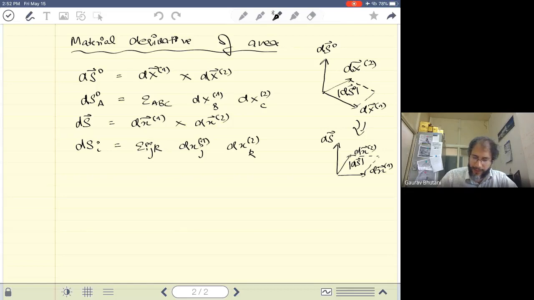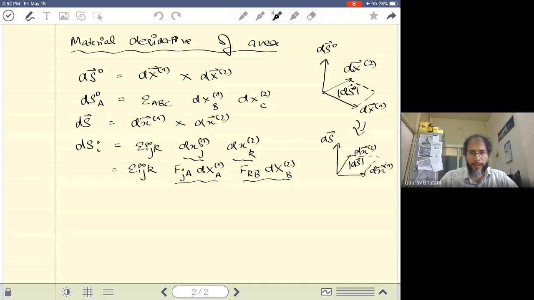So we'll write these d small x vectors in terms of d capital X vectors using our F tensor. So d small x vector is nothing but the F tensor times d capital X. In index notation, this becomes Fja d capital X1a. Similarly, the second, dx2k, becomes Fkb d capital X2b. These come from the definition of the deformation gradient tensor.